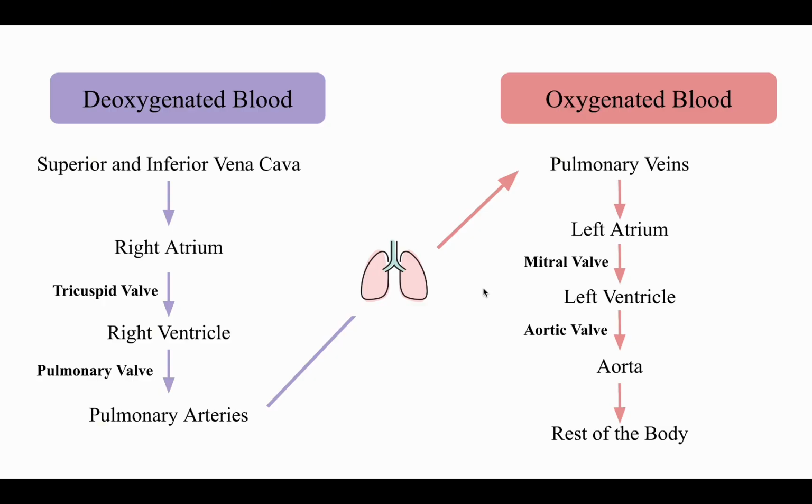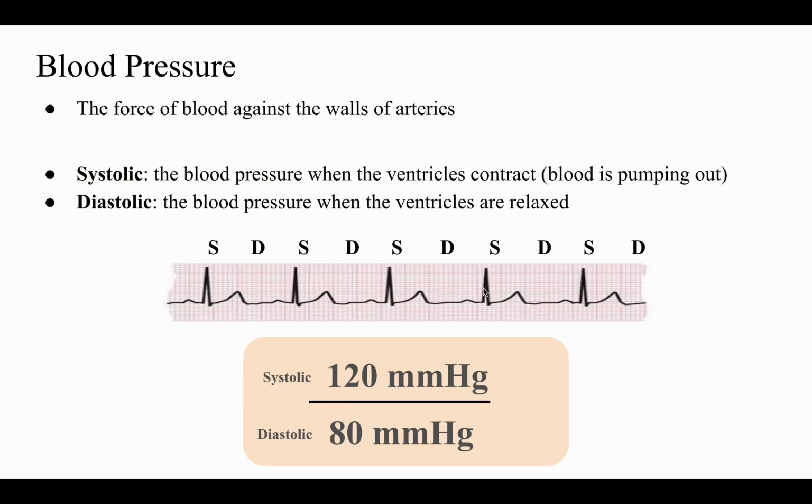Now, blood pressure. This is simply the force of blood against the walls of arteries. If you've ever seen a normal blood pressure reading, you'll probably have noticed two blood pressures. The top number is the systolic blood pressure, which is the pressure when the ventricle is contracting and blood is actually being pumped out into the body, whereas the diastolic pressure is the pressure when the ventricles are relaxed and filling with blood in preparation to be pumped again.